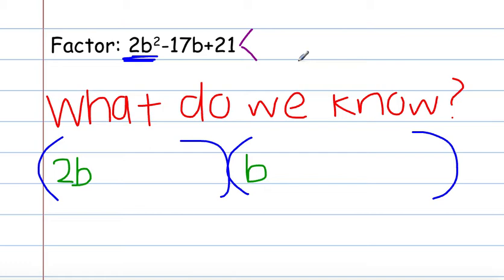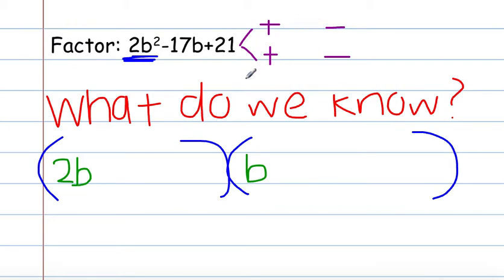So they either both have to be positive numbers to give us a positive 21, or they both have to be negative numbers, because a negative times a negative will give us a positive. So either both have to be negative or they both have to be positive. Those are our options.